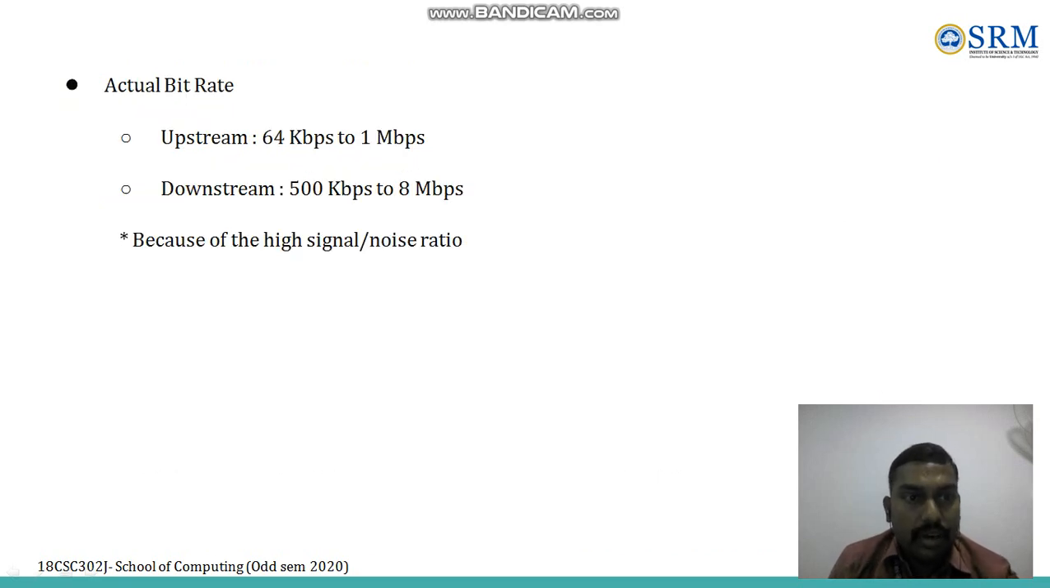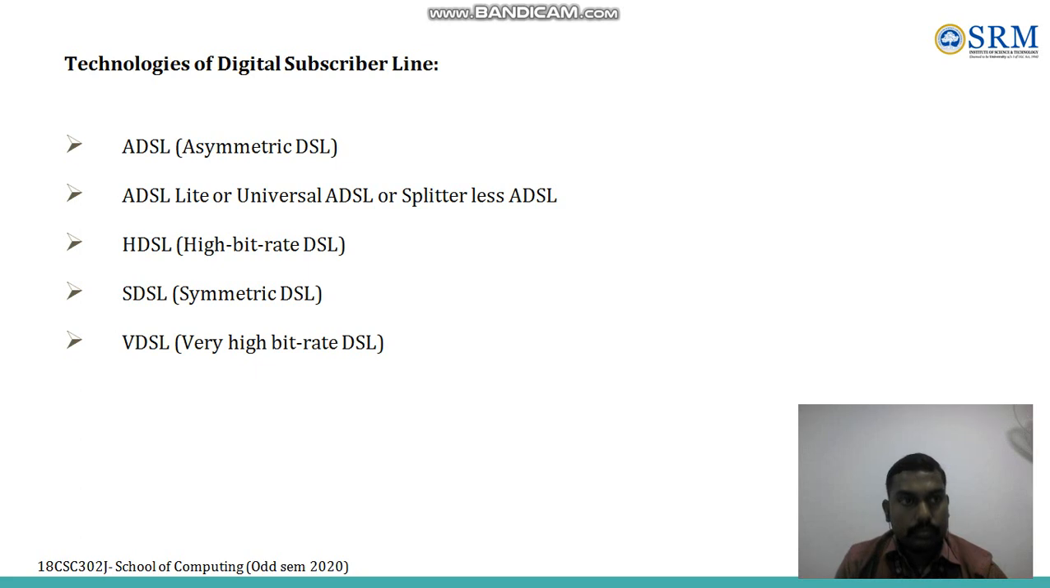The bitrate for this ADSL is upstream 64 kbps to 1 Mbps, downstream 500 kbps to 8 Mbps. The various technologies of digital subscriber line are ADSL, asymmetric DSL, ADSL Lite or universal ADSL or splitterless ADSL, HDSL, high bitrate DSL, SDSL, symmetric DSL, and VDSL, very high bitrate. So these are the various technologies of digital subscriber line.